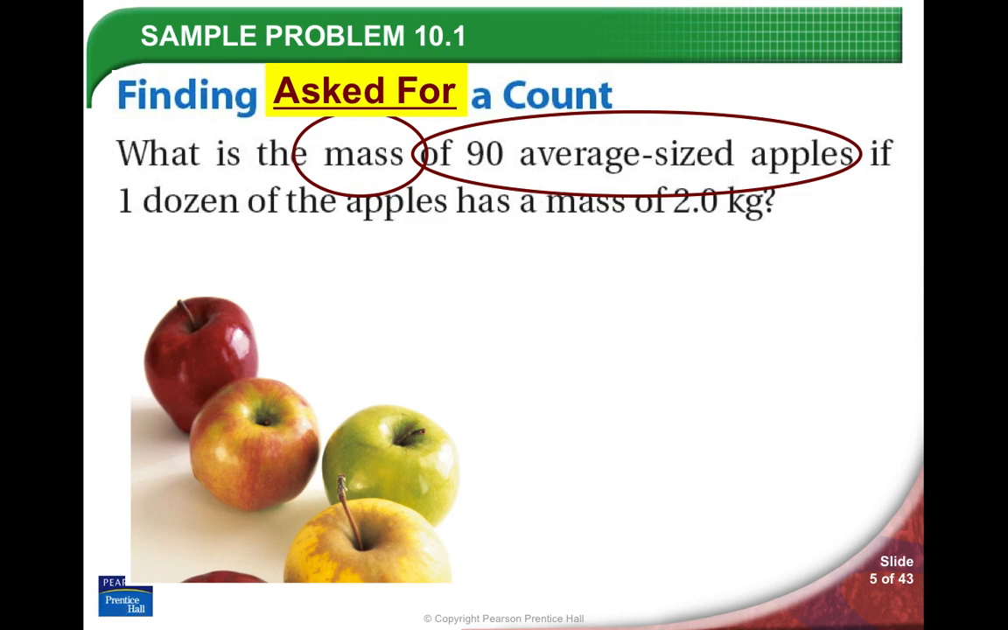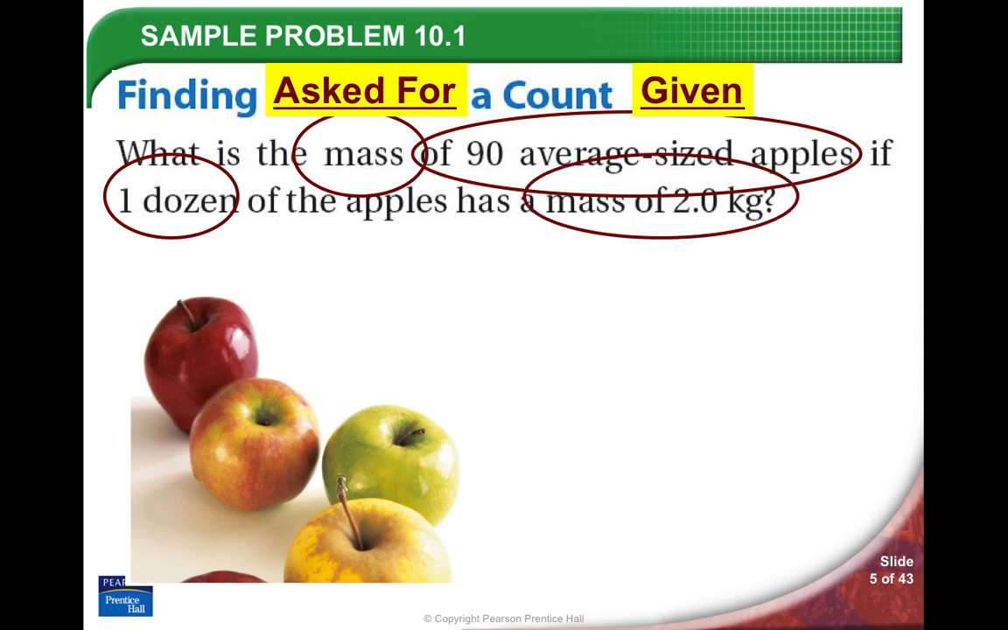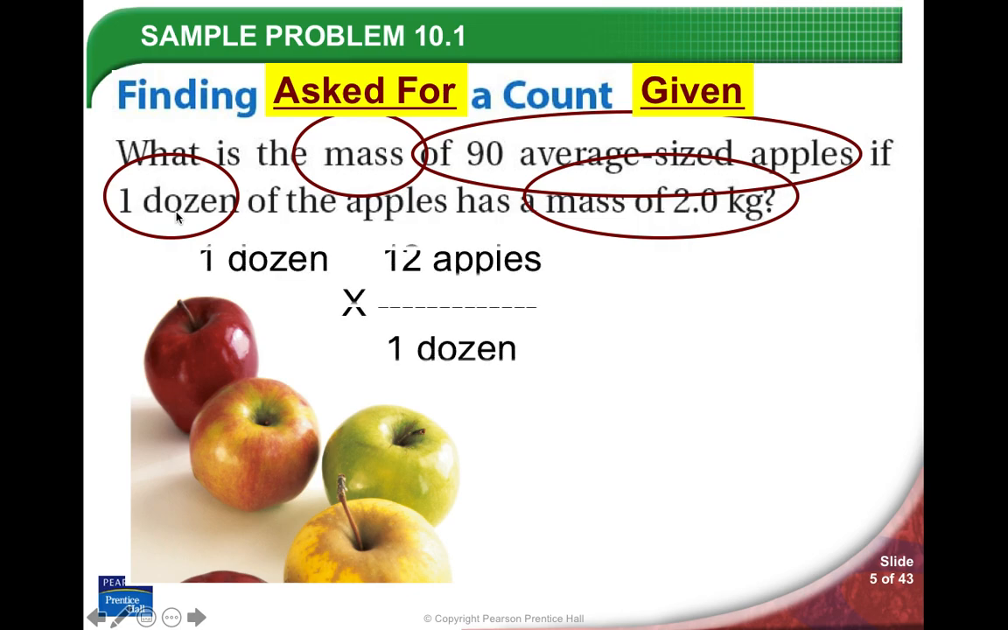Okay, that's what they're asking for. And they give you some information. They're saying 1 dozen of these average apples has a mass of 2 kilograms. At first glance, it doesn't seem like there's quite enough information. We don't know how many a dozen is. Or wait, do we? Well, of course we do. You know that a dozen is 12.